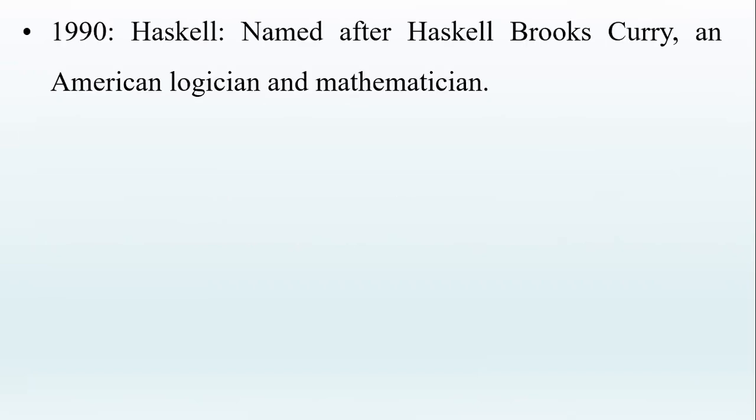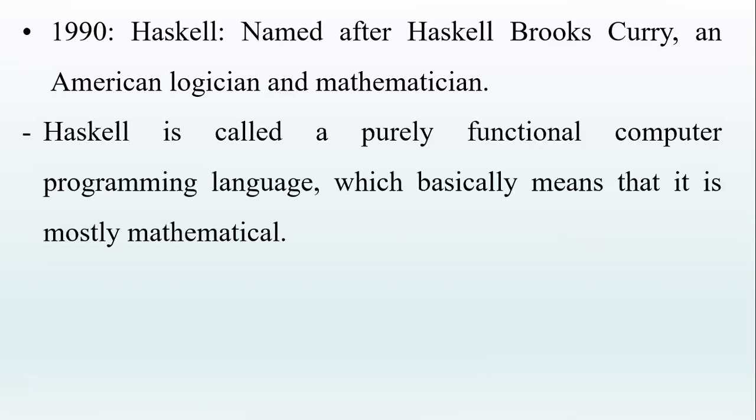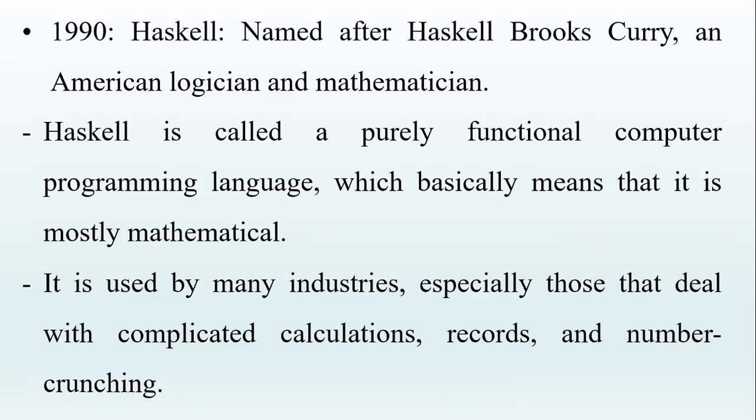In 1990, Haskell was developed. It was named after Haskell Brooks Curry, an American logician and mathematician. Haskell is called a purely functional computer programming language, which basically means that it is mostly mathematical. It is used by many industries, especially those that deal with complicated calculations, reckonings, and number crunching.